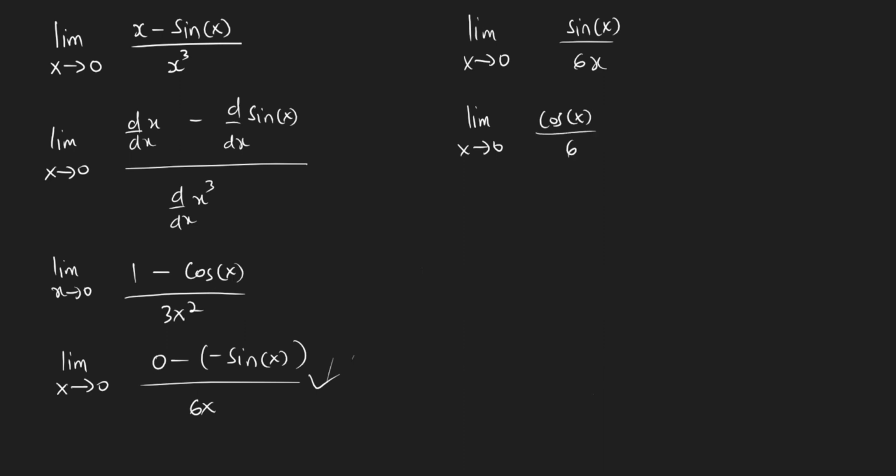So at this point, let's try direct substitution again. I'm going to have cosine of 0 divided by 6. You know, cosine of 0 is 1, right? Let's try that and see. Cosine of 0 will give us 1. So I'm going to have 1 over 6. So therefore, this will be the limit of this function here.